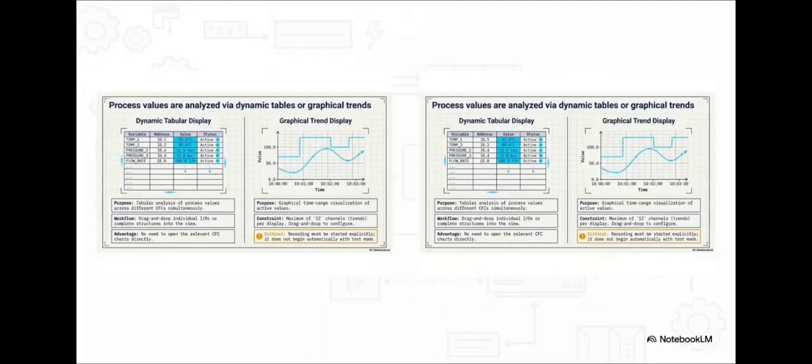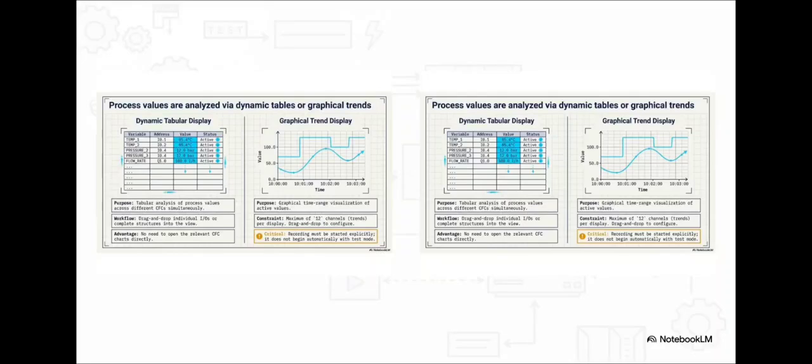Now, what's really interesting about analyzing all these live process values is that we essentially have two distinct lenses to view them through. The dynamic tabular display is absolutely perfect for when you need to see a massive amount of data all at once. Think temperatures, pressures, flow rates across different charts simultaneously. You just drag and drop what you want right into the grid.